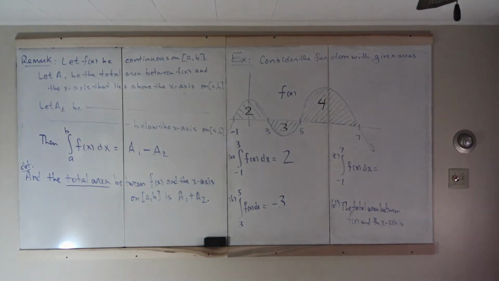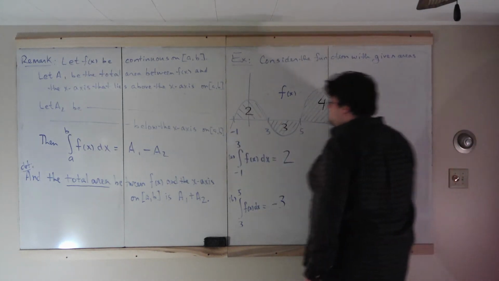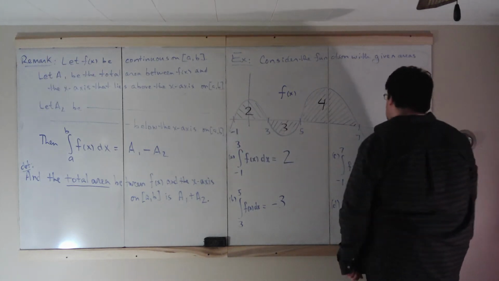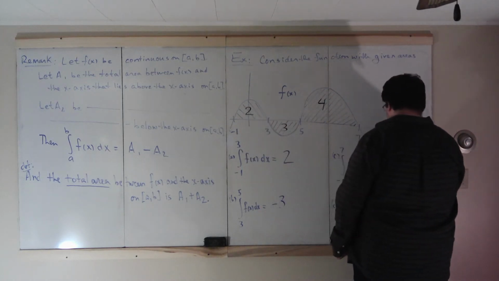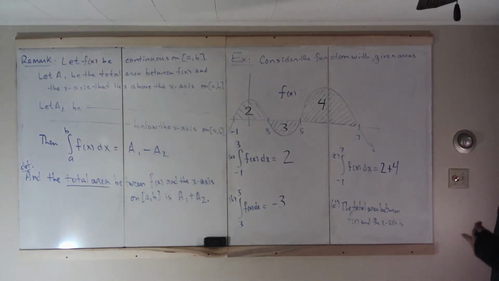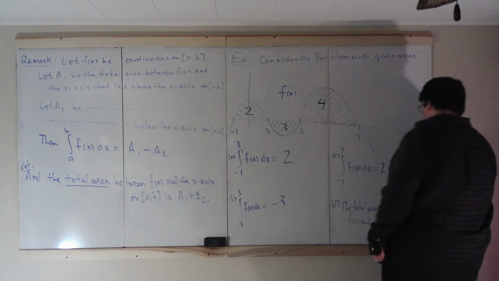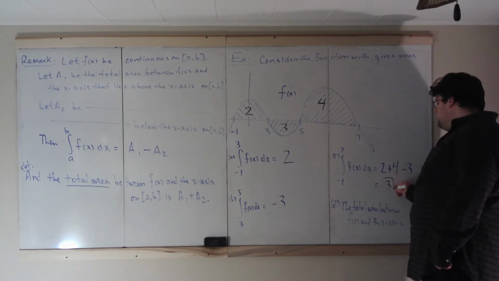So how about on -1 to 7 for part C? Well, -1 to 7 starts here, ends here. Maybe I should put an arrow on that. -1 to 7 starts there and ends there. So what is above the x-axis? Well, there's a 2 and a 4. So they contribute positively. So in particular, on -1 to 7, a1 is 6, 2 plus 4. And what's below the x-axis? Well, there's this 3. So we subtract that. a2 is 3. 6 minus 3 is 3.